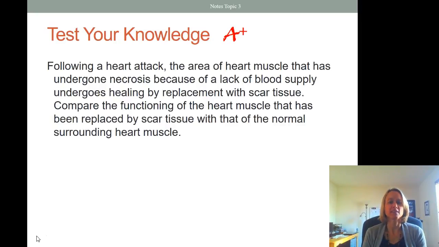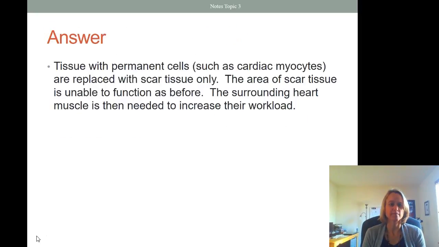Following a heart attack, the area of a heart muscle that has undergone necrosis because of a lack of blood supply undergoes healing by replacement of scar tissue. How will you compare the functioning of heart muscle that has been replaced with scar tissue with that of normal surrounding heart muscle? And of course, it's not going to function as well because scar tissue is not contractile.